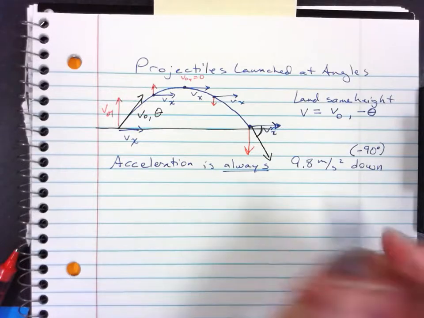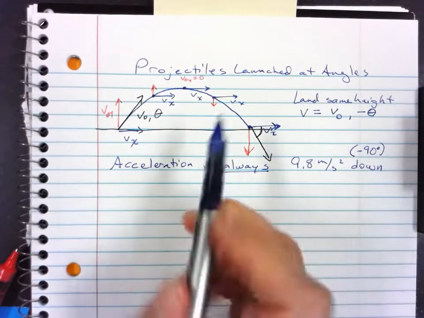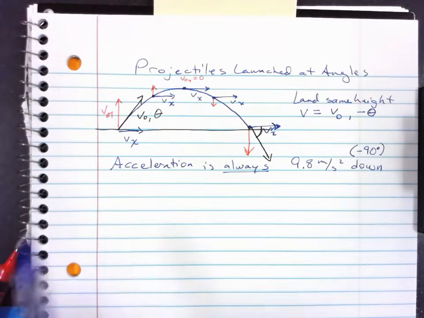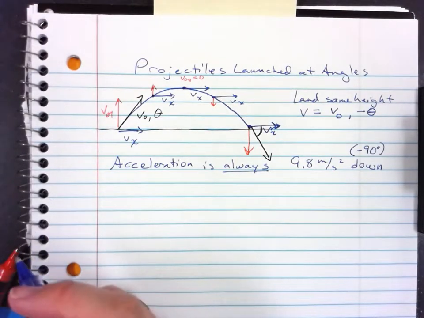But how many times have I asked you in a different way? Like, what's the acceleration at the top? Oh, it's 0. No, it's not. It's 9.8 meters per second squared down. What's the acceleration here? What's the acceleration here? What's the acceleration there? 9.8 meters per second squared down.